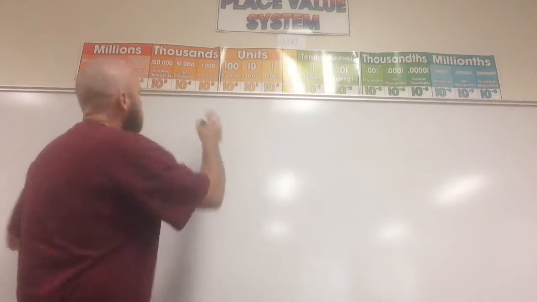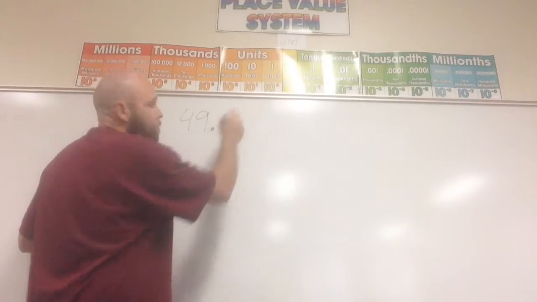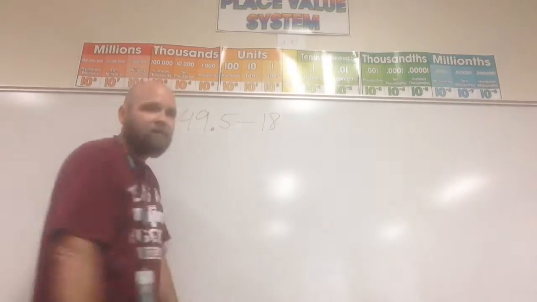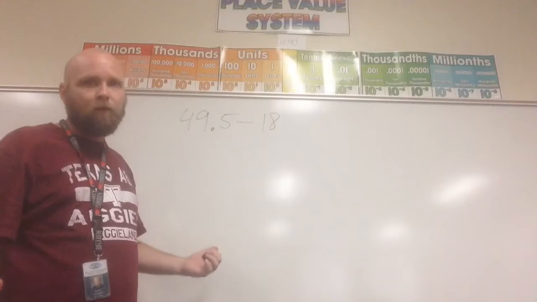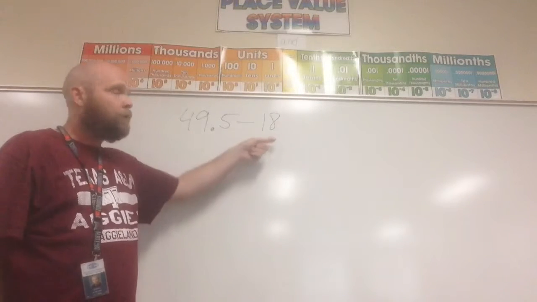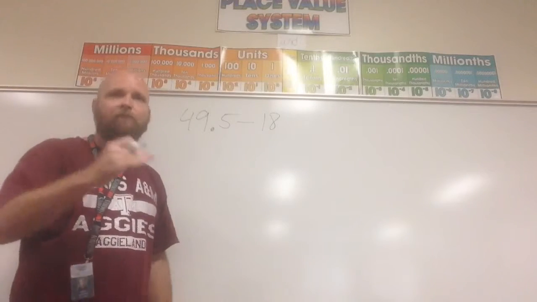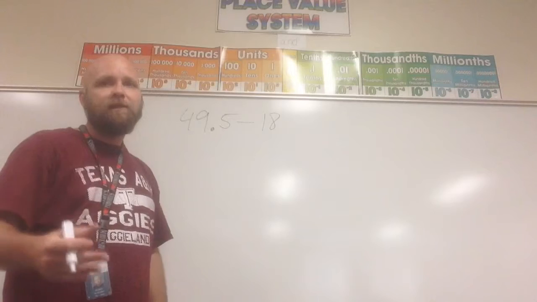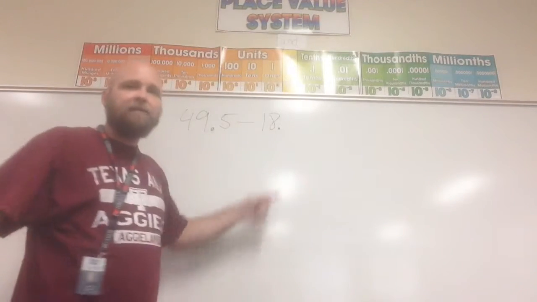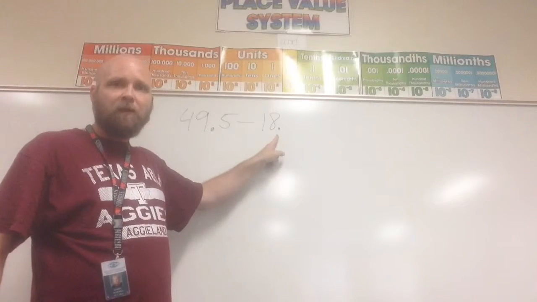Let's take 49 and 5/10, subtract 18. Well, now we have a problem, because step 1 said to line up the decimal points. Does 18 have a decimal point? Wrong! 18 does have a decimal point. Every number has a decimal point. If you don't see it, the decimal point's at the very back. So in this case, since it wasn't written down, it's at the very back. It's behind the ones place.